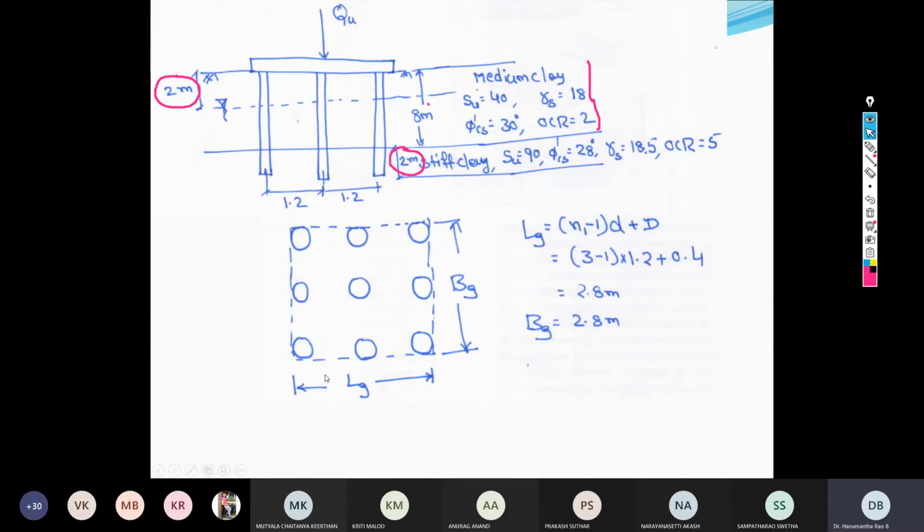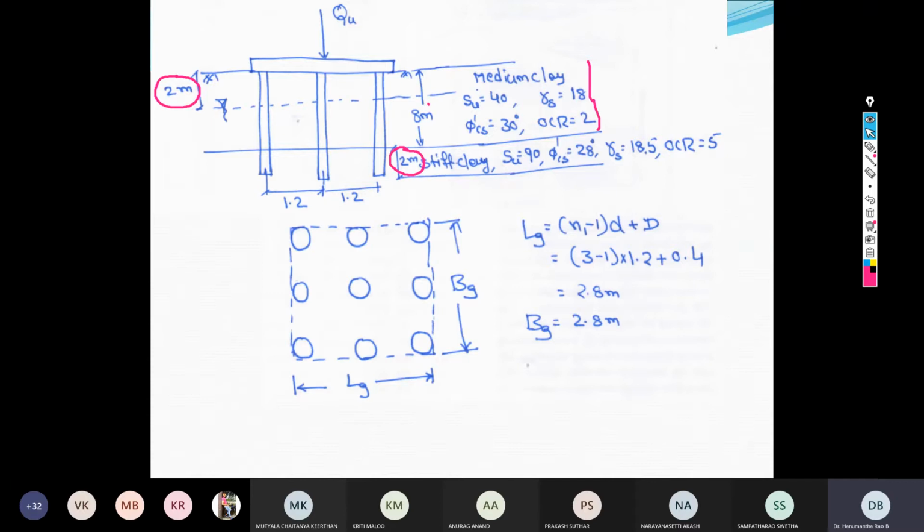So here, since this is a square pile group, LG will be equal to BG. Therefore you need to calculate either LG or BG only. The number of piles in each direction is 3. So (3 minus 1) into spacing, which is 1.2, plus diameter, which is 0.4. When you simplify, LG equals BG equals 2.8 meters.